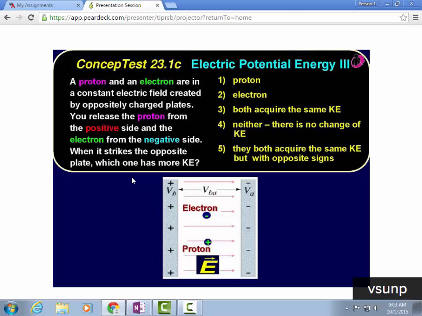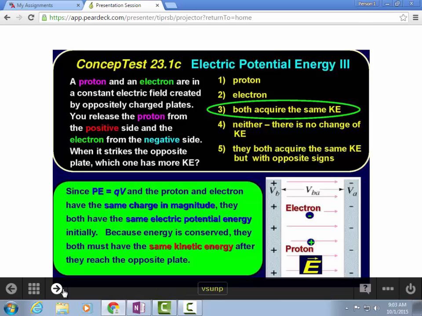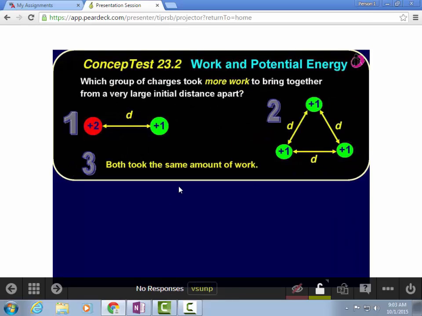Can you repeat that one more time? So, U equals qV. V is the same for both. q is the same for both. U is the same for both. Right? Change in U equals change in KE. They're both starting from rest. There you have it. They're both equidistant. Kinetic energy is going to be the same. Perfect. Troll question.